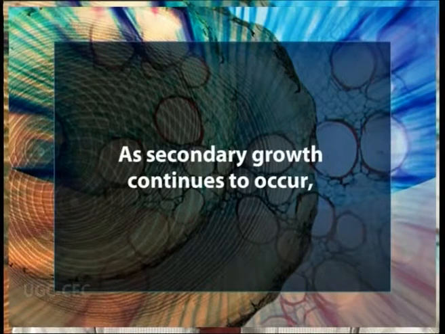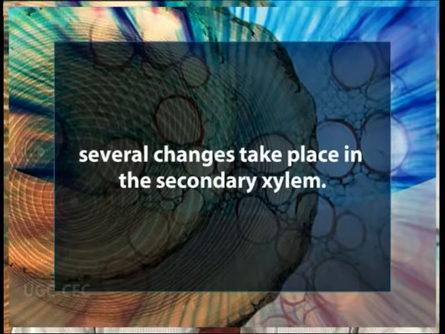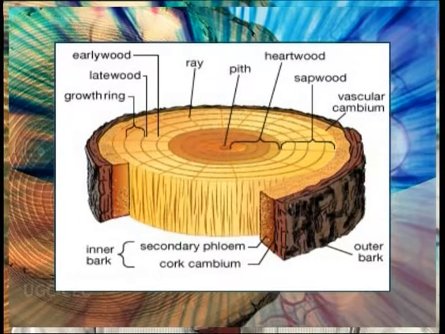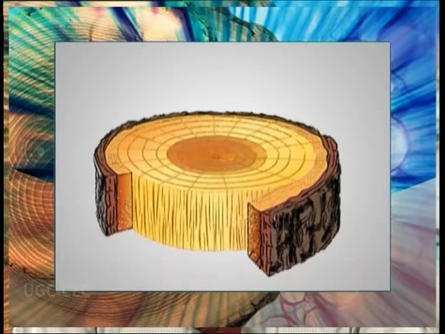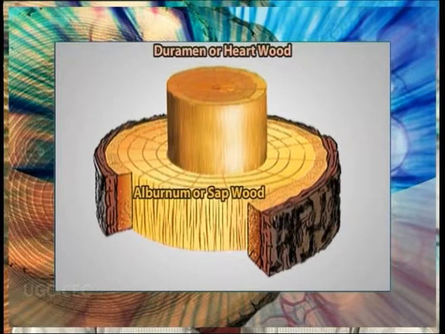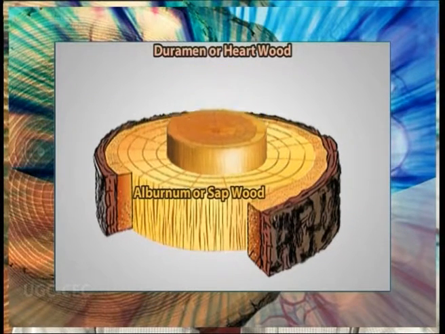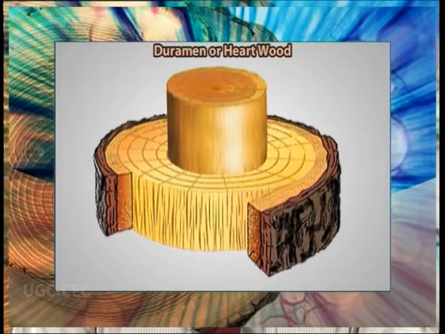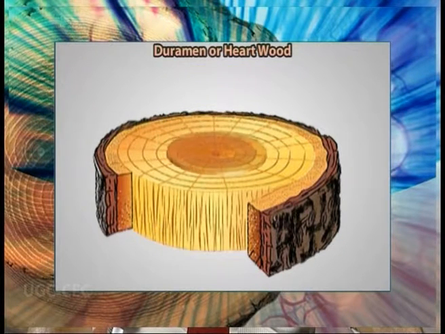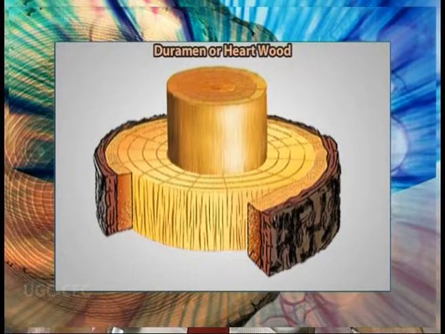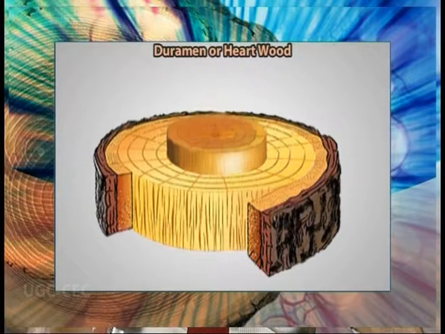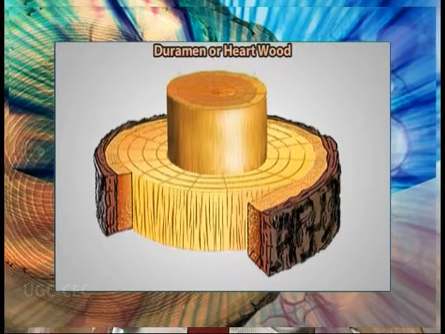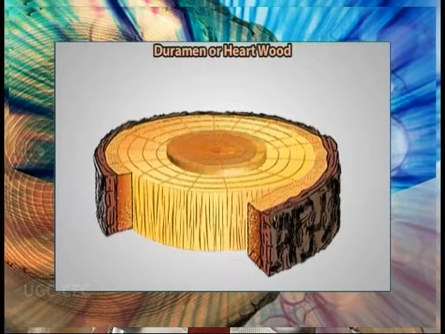As secondary growth continues to occur, several changes take place in the secondary xylem. In a much older stem, the secondary xylem or wood shows 2 regions, namely duramen and alburnum. Duramen, also known as heartwood, represents the centrally located inactive portion of the secondary xylem. It appears dark in color due to the accumulation of pigments resulting from oxidation of organic compounds like oils and tannins. It is incapable of conducting water and provides only mechanical support to the trees.